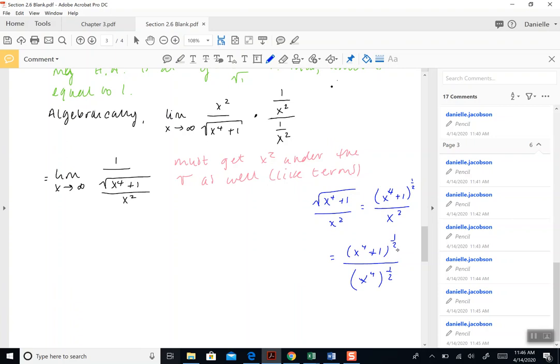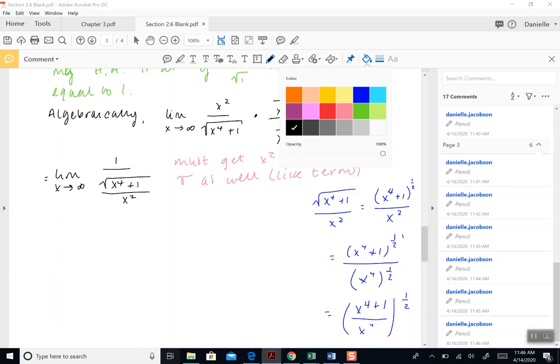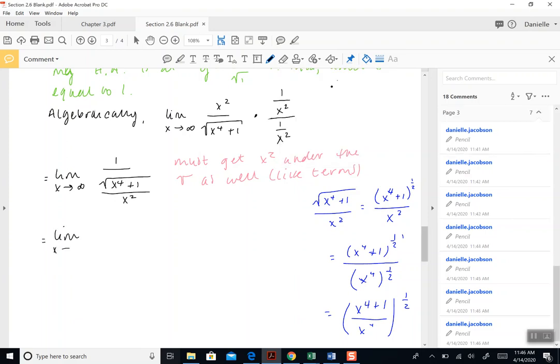Now that my exponents, the 1/2 and the 1/2, match, I can push this all into one fraction. So this is equivalent to x to the fourth plus 1 over x to the fourth, all to the 1/2. Properties of exponents say when you have a fraction, you can apply that exponent to both terms. So I'm going to use this concept to write my limit in such a way that I can get my x squared underneath the square root. So using that concept, what we have is the limit as x goes to infinity of 1 over root x to the fourth plus 1 over square root of x to the fourth.